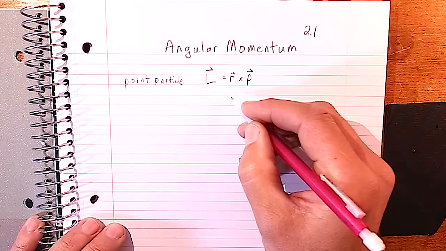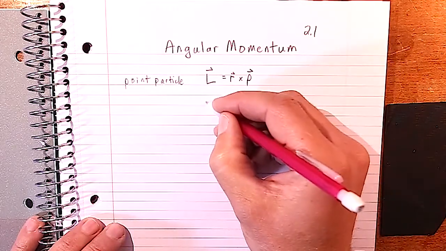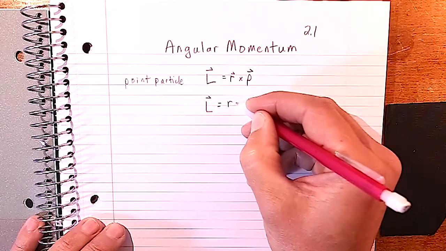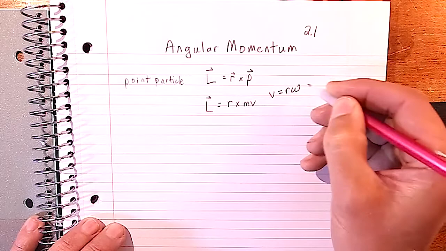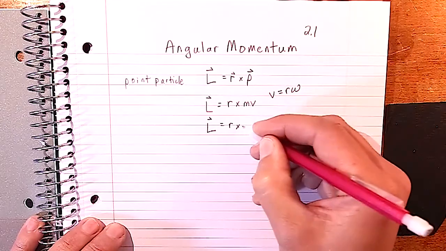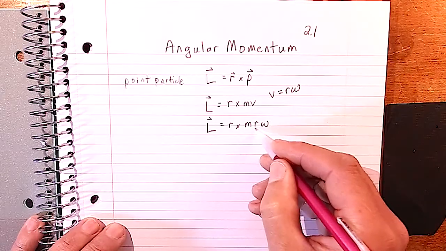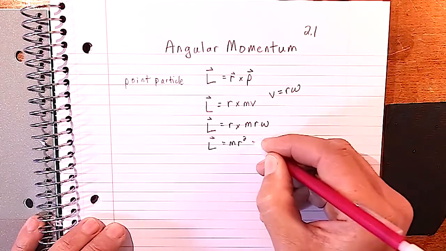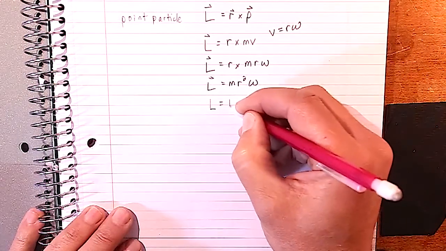Now, because it's a cross product, we have to use the right-hand rule to determine the direction. So we have L equal to r cross mv, and we know that v is equal to r omega when we're dealing with something that's rotating. So we can replace that with r cross m r omega, which gives us mr squared, which we know is I. So we can replace this with L equals I omega.